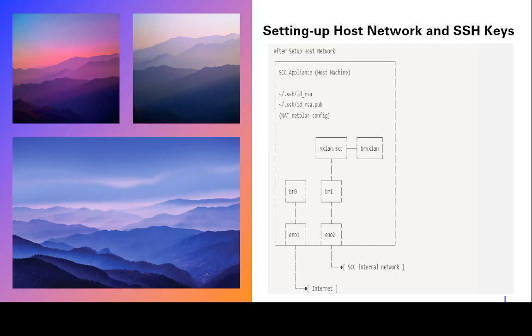Remember, Bridge 0 LAN 0 is for outbound traffic to the internet, and Bridge 1 is reserved for your SCC private network. Choose option 2, set up host network and SSH keys. Follow the instructions and select a corresponding interface for both Bridge 0 and Bridge 1. Please note that your NIC enumeration and name may vary.